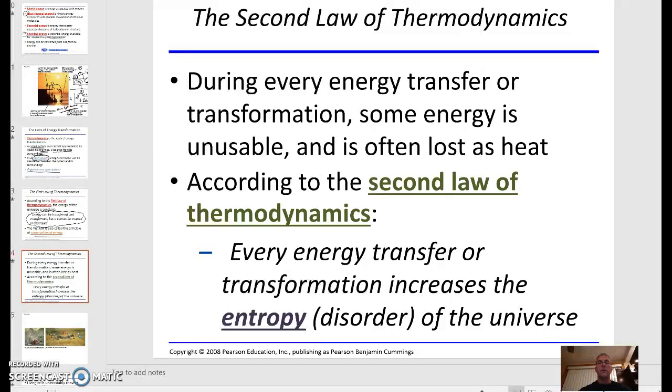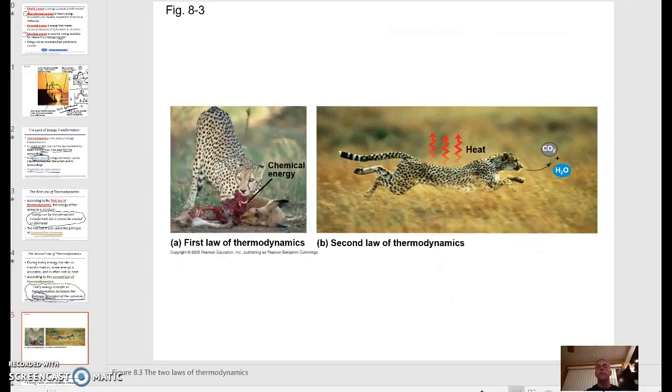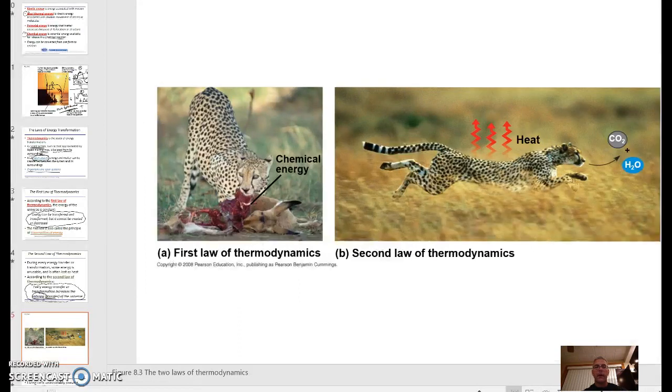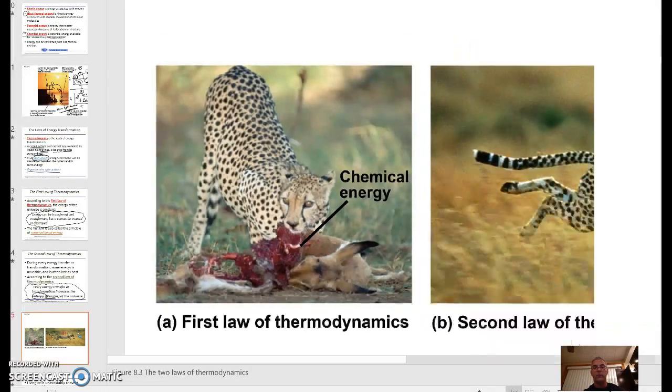The second law is a little bit more confusing for many of us, and that is every energy transfer or transformation is going to increase entropy. Okay, entropy is defined as the disorder of the universe. So there's a lot of different ways in which we can do this, but let's look at this first scenario. We have our predator. We looked at this image in class. We have our predator, and they're getting a food source, and they're not creating energy, but they're transferring it from one form to the next.